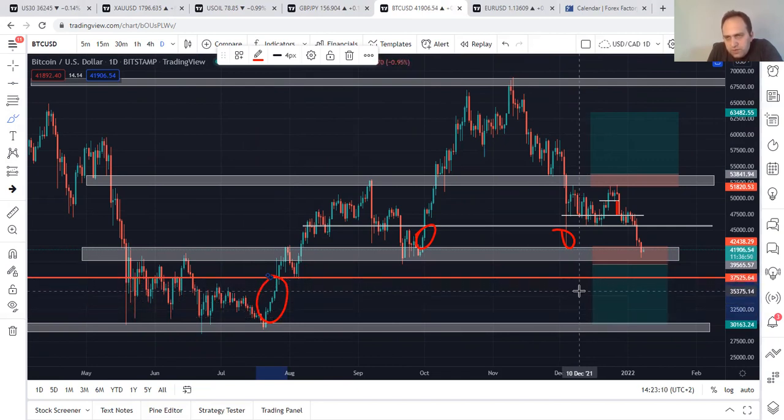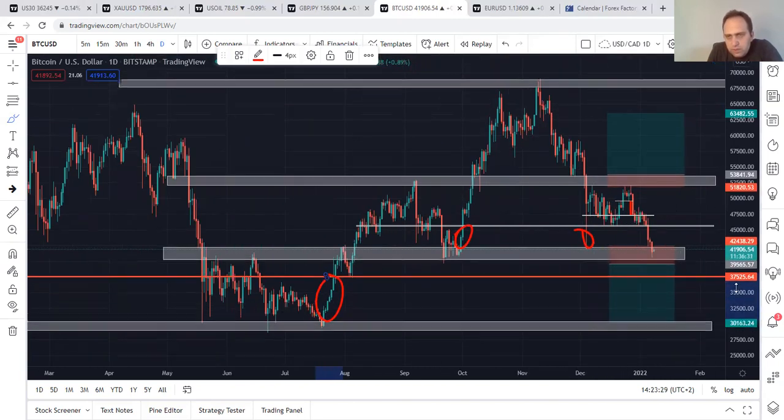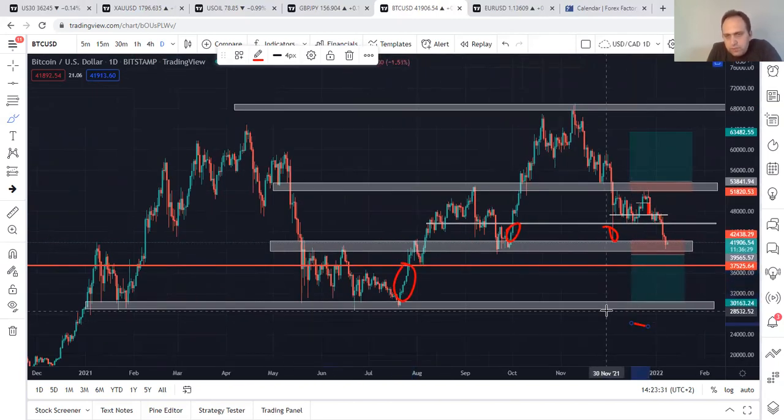TP3 will be 35,375, TP4 32,226. Then you can even have TP5, you can keep the runners until you hit the full target, which is 30,843. And if it moves very fast, this will be almost a possible sniper entry.